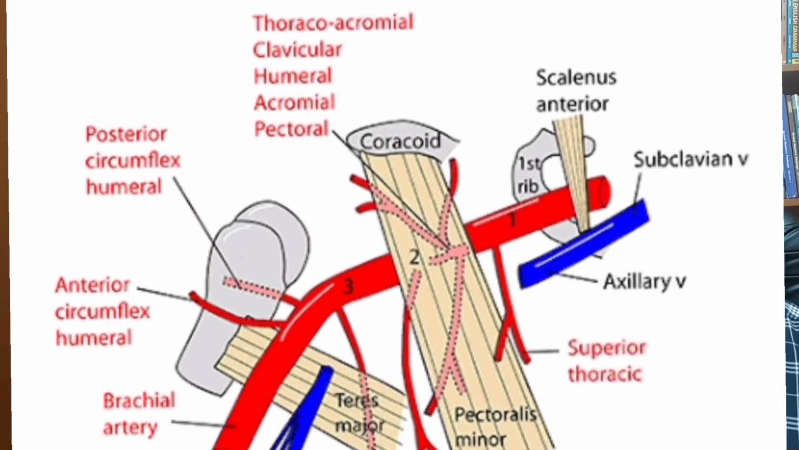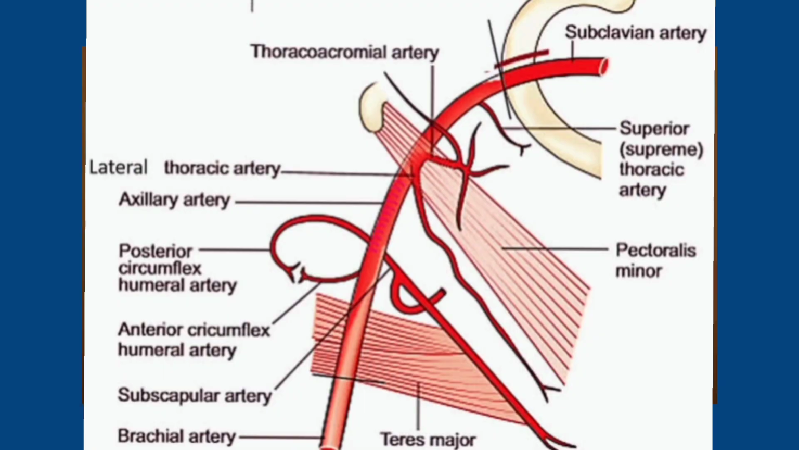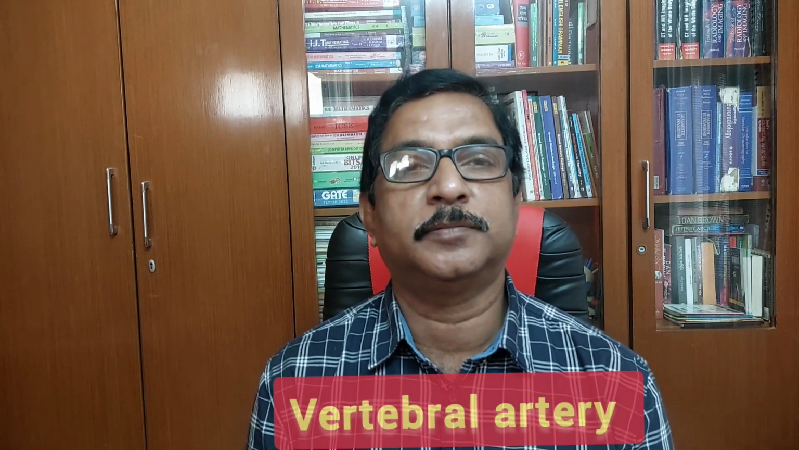Then the artery from the lower border of pectoralis minor up to the lower border of teres major, that part is the third part. So altogether there are three parts of the axillary artery. First part proximal to the pectoralis minor, second part deep to pectoralis minor, third part distal to pectoralis minor up to the lower border of teres major. Next to the axillary artery is the vertebral artery.